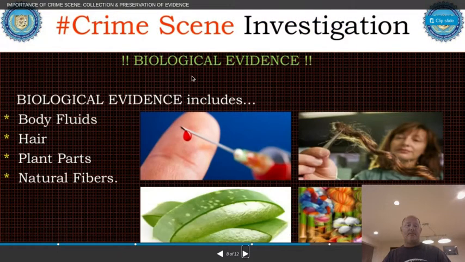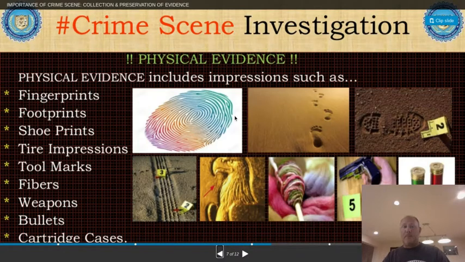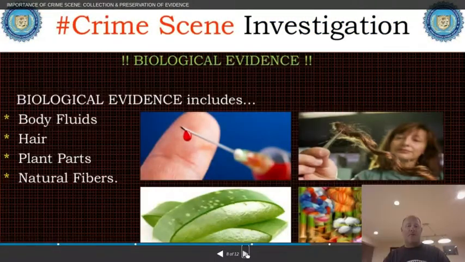Biological evidence includes body fluids, hair, plant parts, natural fibers, and anything DNA related. We could go on and on about things in nature found at a crime scene. If it's from Mother Nature, it's probably going to have some sort of biological evidence tied to it. You could probably make the argument that fingerprints could be biological evidence. Fibers could be biological, maybe. It depends on where it comes from. But anything made by Mother Nature can be used as biological evidence.